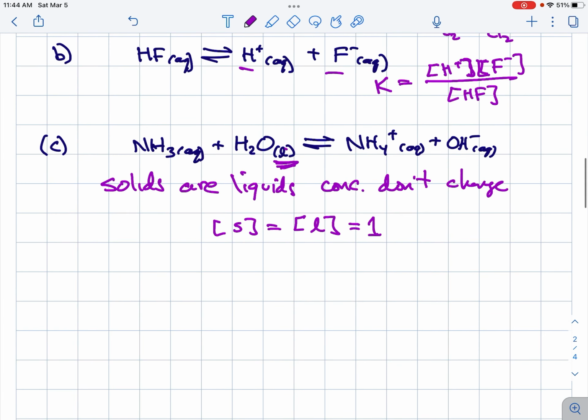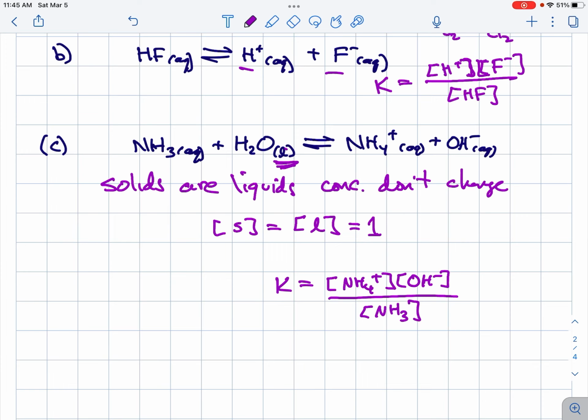So when we write the equilibrium expression for this reaction, we would write K equals NH4 plus times OH minus concentration over NH3 concentration times the water concentration, quote unquote, in air quotes, which is just 1. Well, you don't even have to write that because if you multiply something by 1, it doesn't change anything, right? So we can just write this simply as over NH3. All right. So anytime you see a solid or liquid, you can just pretend its concentration is 1 and move on.